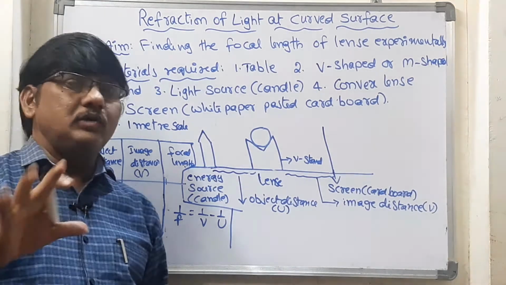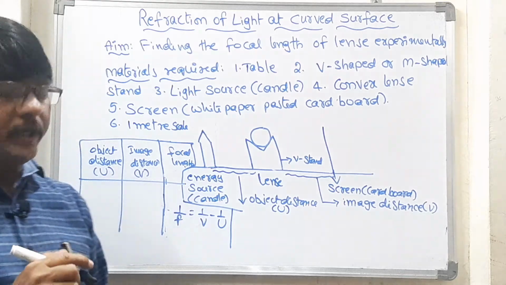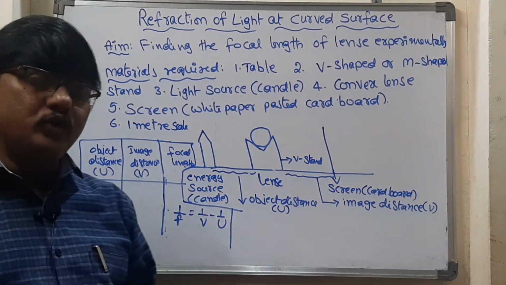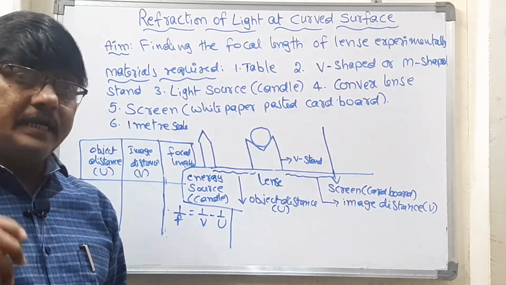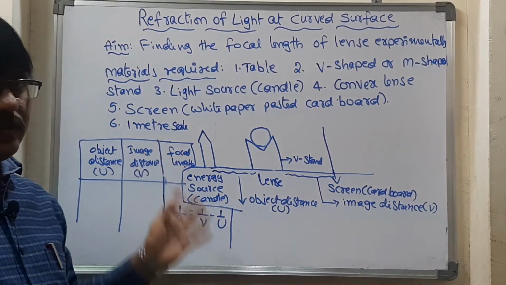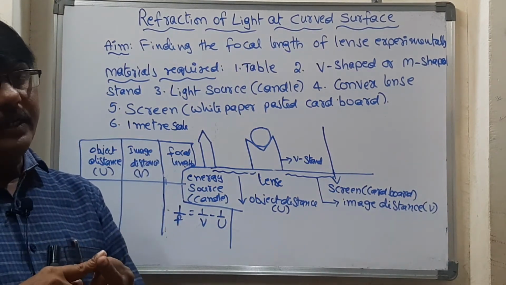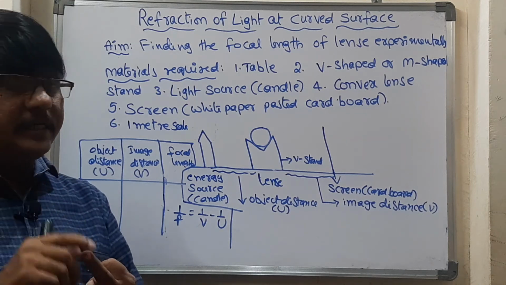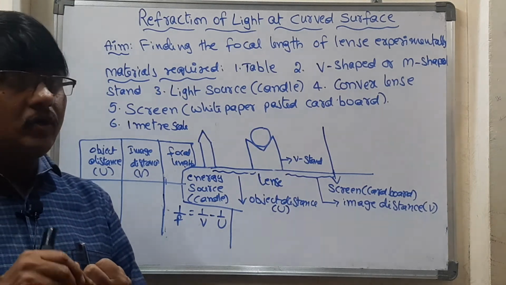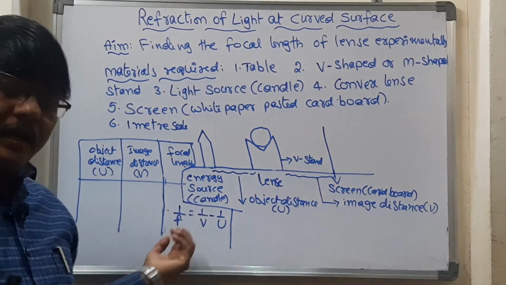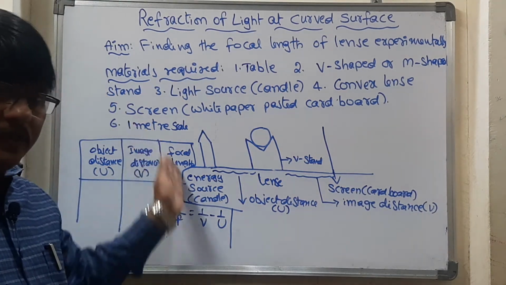The most important 4 marks question. So what should you write? When the question is asked, how can you find the focal length of a lens experimentally, first you should write the aim. Next you should write the materials required. Next you have to draw a neat sketch, and then write the procedure and tabular form. Okay, in this way you should write.